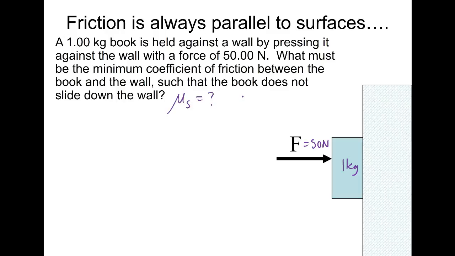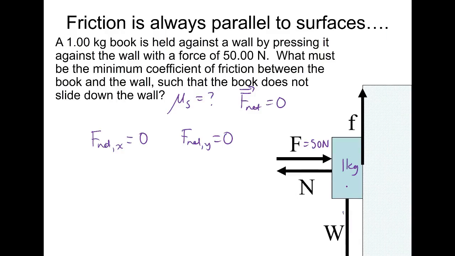Now if the book is not sliding, that tells us already that we have equilibrium, that the net force is 0. So this means that F net x must be equal to 0 and F net y is equal to 0. But before we go any further, let's go ahead and draw some of these other forces.